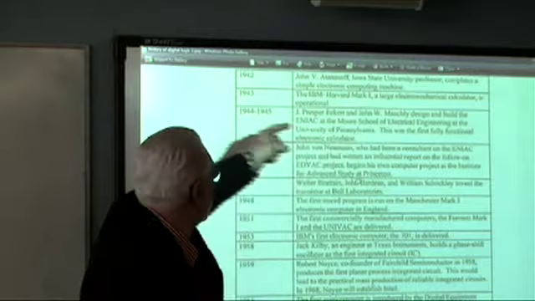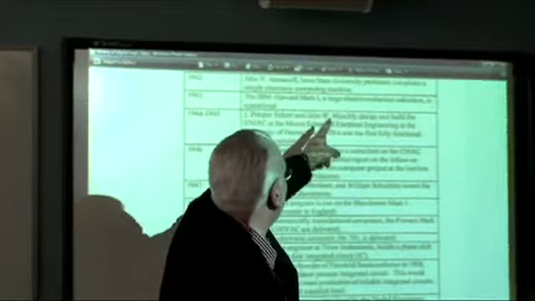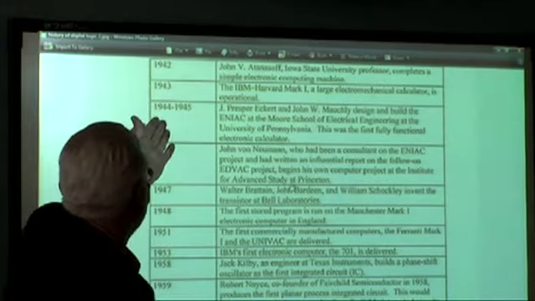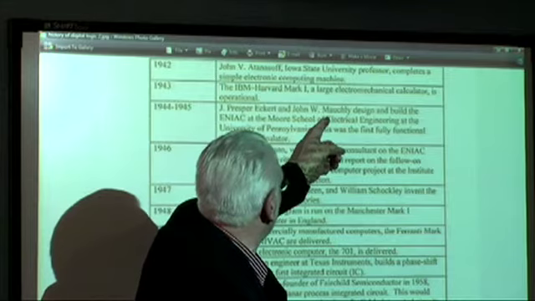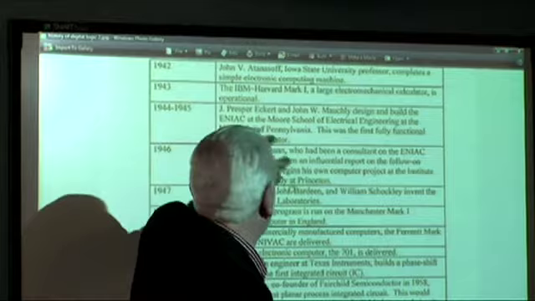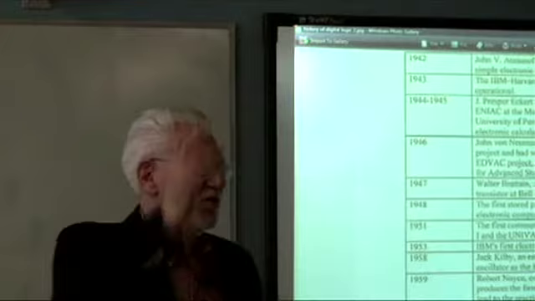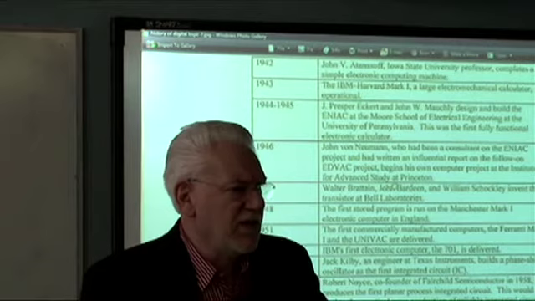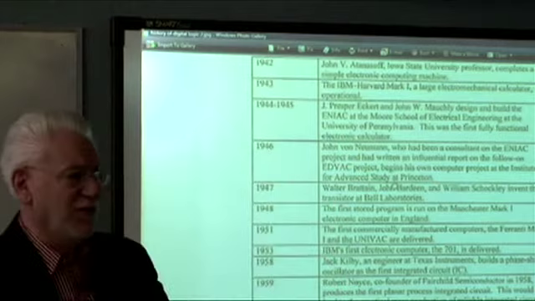IBM, for Harvard Mark I, large electromechanical calculators, relays, switches. Guy turning the wheel. 1944-45, Eckert and Mauchly designed the ENIAC at the Moore School of Electrical Engineering, University of Pennsylvania, first fully functional electronic calculator. You go on the internet and look up this acronym ENIAC and you will see pictures of this, vacuum tubes and stuff. I think the failure rate was like one vacuum tube every half an hour or something. So the thing would run for a few minutes and a vacuum tube would go, so they would change it. Well, first they have to let it cool down.